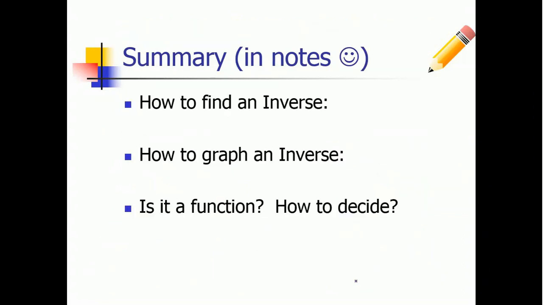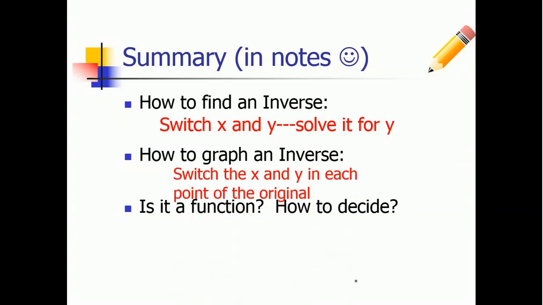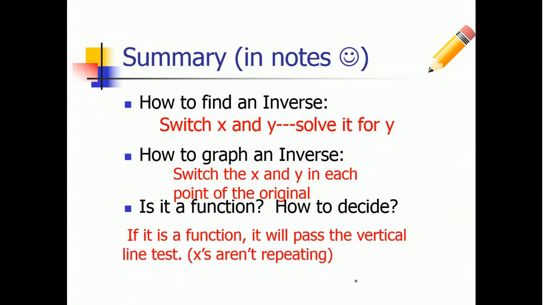So, summary. In your notes, that little end summary, how do you find an inverse? To find an inverse, basically, switch the x and y around, solve for y. How do you graph an inverse? Switch the x and y in each point of the original. So basically, make a new table, make your x's your y's and your y's your x's, and graph. Is it a function? How are you going to decide for the inverse? So, to tell if it's a function, you're going to see, does it pass that vertical line test that's so important? Basically, are the x's repeating at all? If they are, you do not have a function.